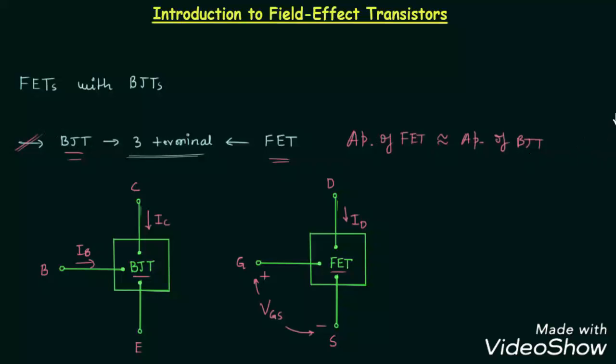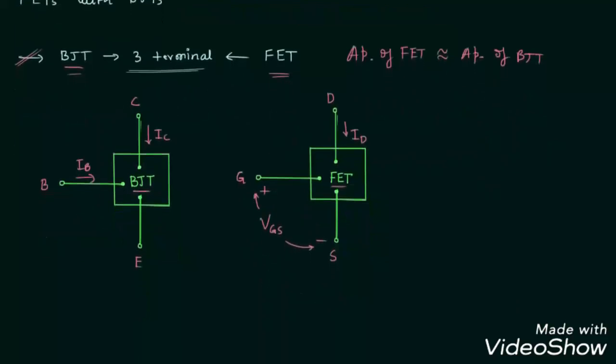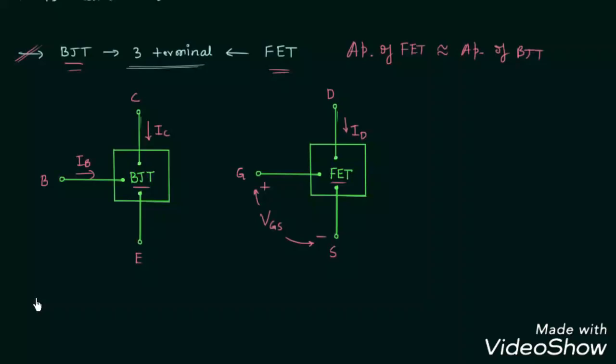Now we will move to the second point, and in this point we will talk about what type of device is FET. BJT is a current control device. You can see here the output current is IC, and IC is equal to beta times IB, where IB is the input current. So the output current is dependent on the input current. So we say BJT is a current controlled device.